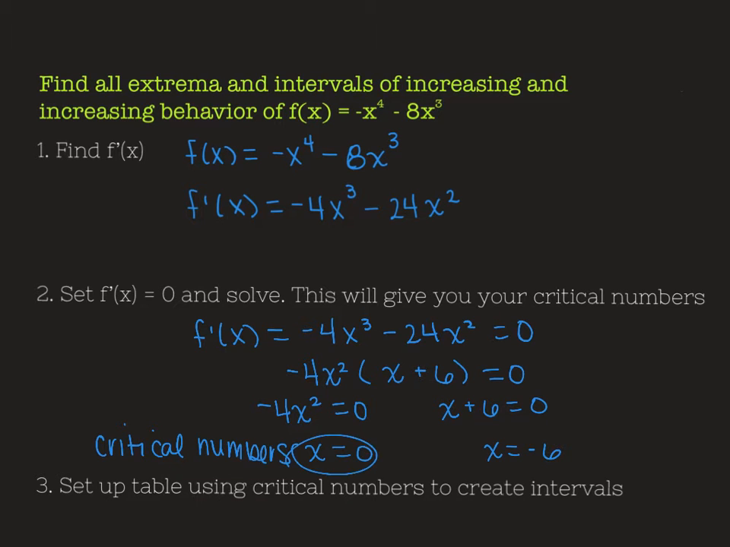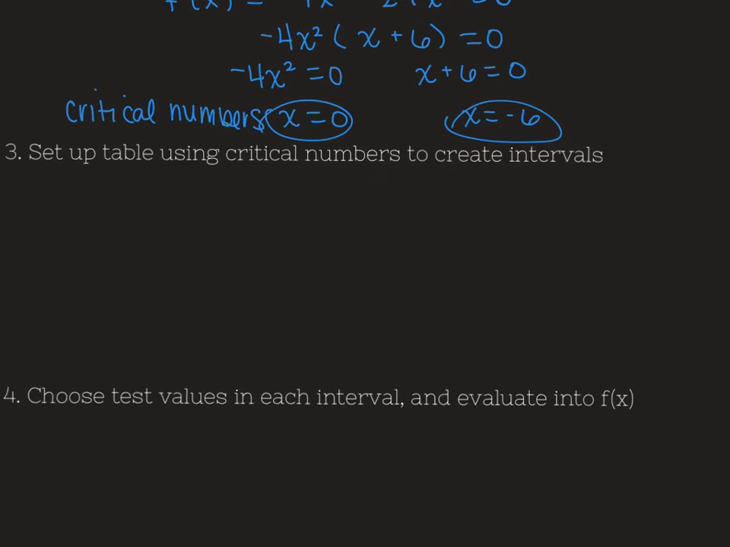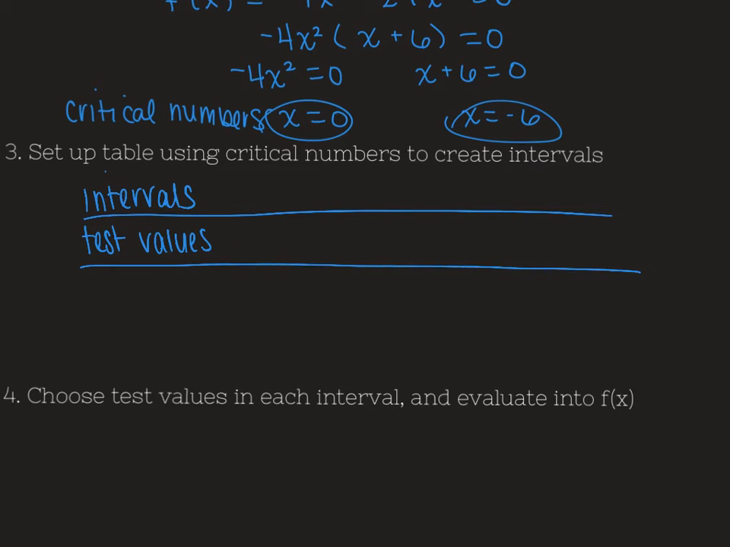All right, so we have x equals 0 and x equals negative 6. So we're going to use these critical numbers, and we're going to create intervals. So this is what your table is going to look like. You're going to have 4 rows. It's going to start with intervals. That's our first row. We're going to have a test value, and those are going to be values in that interval, not the endpoints. We're going to have our sign of f prime of x. It's important you don't shorten this. You want to make sure you notate that you're plugging it into the derivative. And then we're going to have our conclusion.